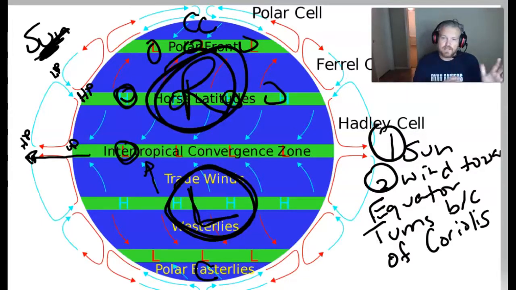So I think that covers everything. I know it's kind of another one of those that's a little bit all over the place, but Hadley cells, Ferrel cells, polar cells, driven by the sun, turned by Coriolis, and then that's going to cause surface winds to deflect from their intended path, turning right in the northern hemisphere, left in the southern hemisphere. And then that's going to set up what we're going to talk about next, which is going to be currents, ocean currents. So if we know this, we should be good. We should be set up.